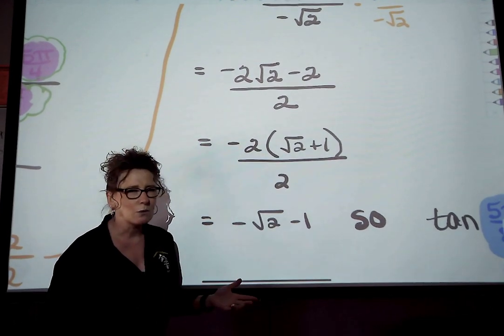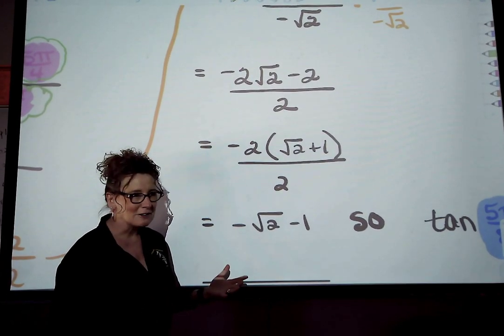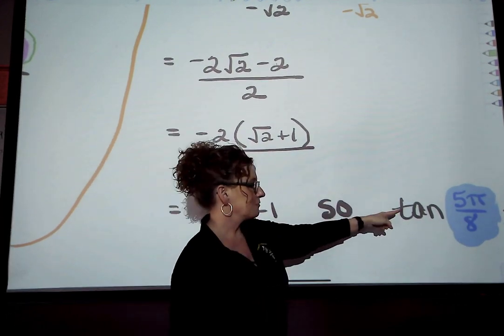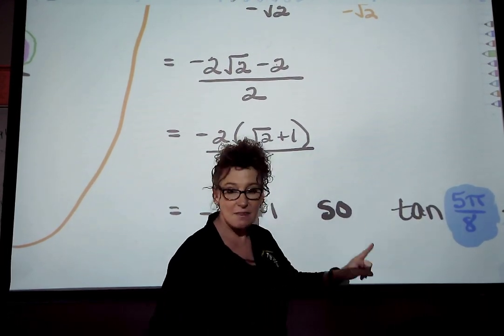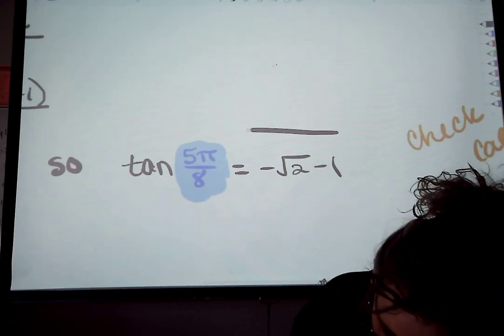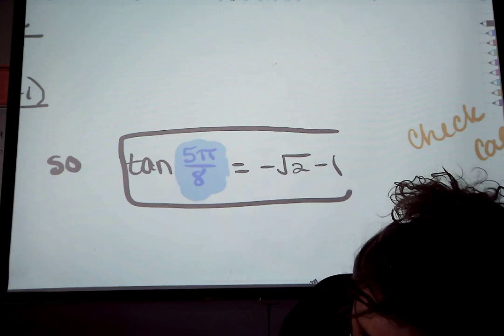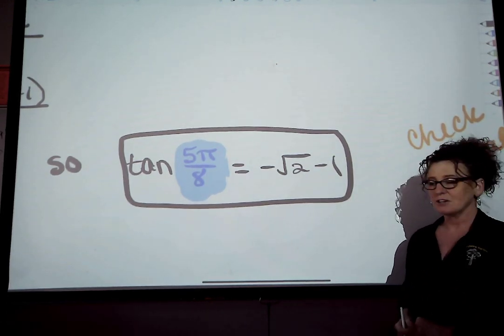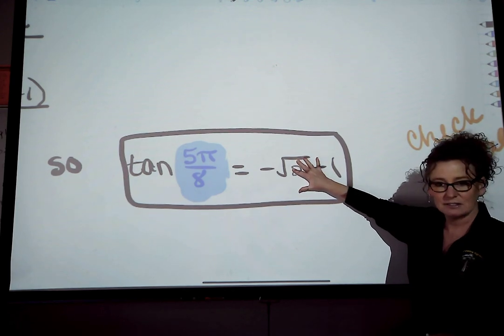So, why were we doing this? What were we trying to find? Remember the original problem said find the tangent fraction for 5 pi over 8? That's what we did. We found the tangent fraction for 5 pi over 8. It actually contains a radical, and that's okay. Tangent of 5 pi over 8 is this.